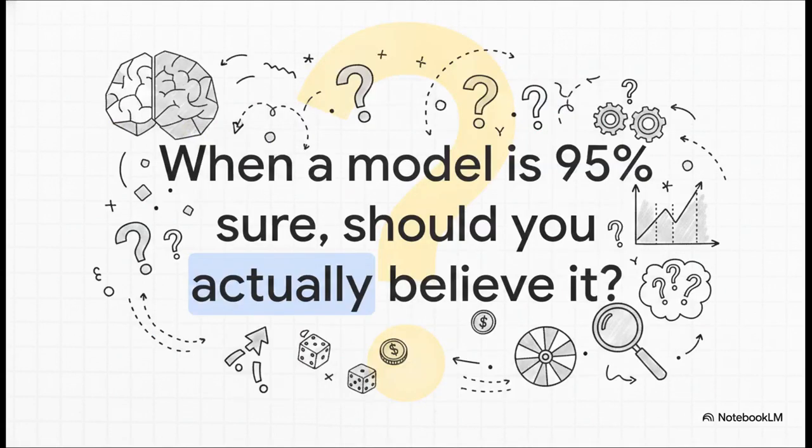Which leaves us with this final, vital question to chew on. When an AI model proudly announces it's 95% sure about something, should you actually believe it? Well, by understanding these 10 concepts, you now know that a model's confidence isn't absolute truth. It is just an incredibly complex, highly educated mathematical guess.